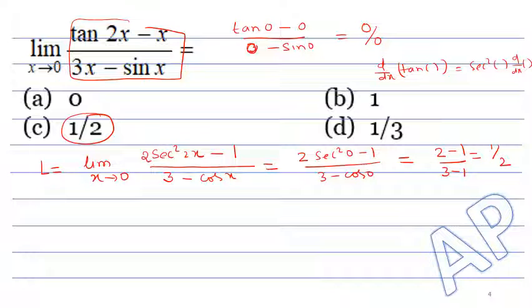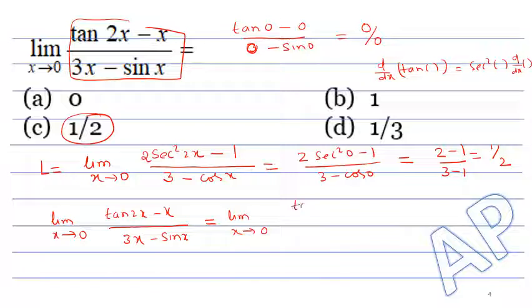Another method, that is an alternate method for solving this question: let me consider limit as x approaches 0 of tan 2x minus x divided by 3x minus sin x. I will divide both numerator and denominator by x, so that I will get tan 2x by x minus 1 divided by, let me divide this denominator also by x, so that I will get 3 minus sin x by x.